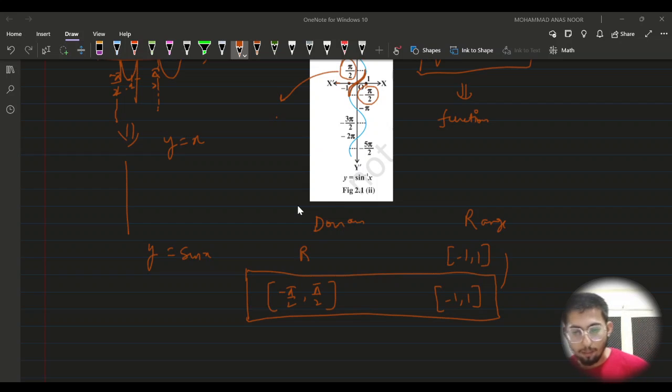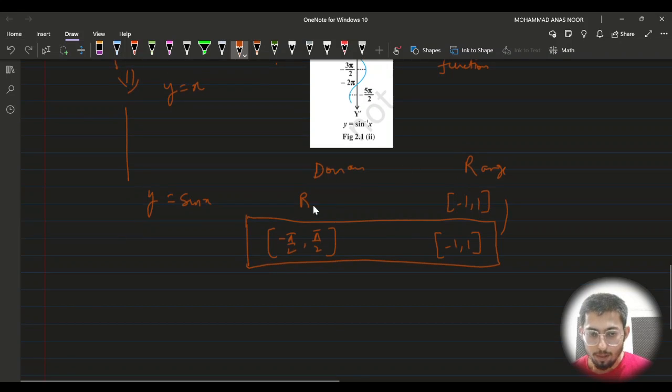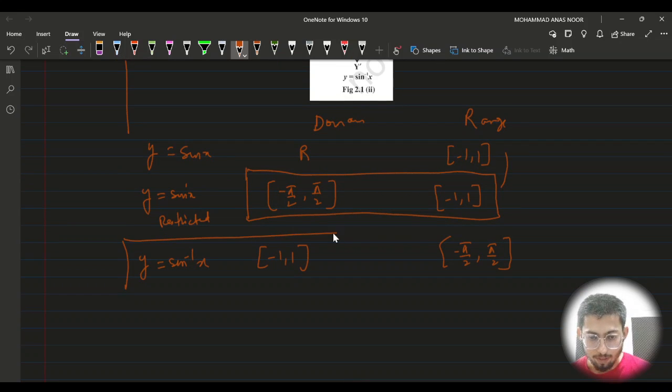Now the branch with this restricted domain minus pi by 2 to pi by 2 is called the principal value branch, okay. So this is y is equals to sine x restricted, right? And you know what will be the range and domain when we make it inverse? I told you that the domain and range would be interchanged. So this is the inverse function that you will get finally, okay.